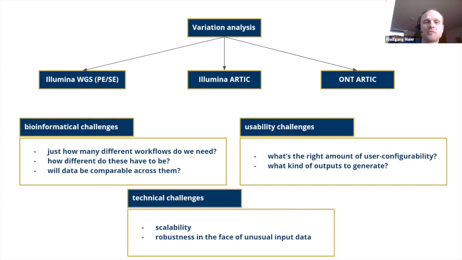First one is, what's the right amount of user configurability? So of course, for certain data sets, you might want to change certain threshold settings for variants, like say the minimum allele frequency at which you would like to call a variant, when you would call it a consensus variant, these kind of things. Users might want to configure that, but on the other hand, if you let users configure every parameter in the workflow, how comparable will be the data generated by different users and projects? And then what kinds of outputs to generate.